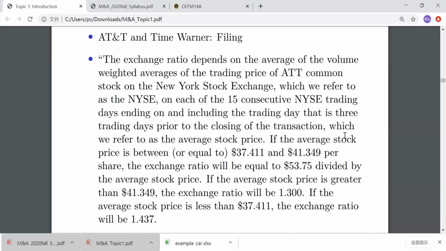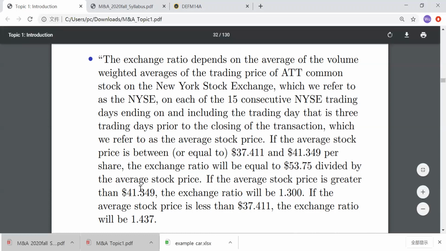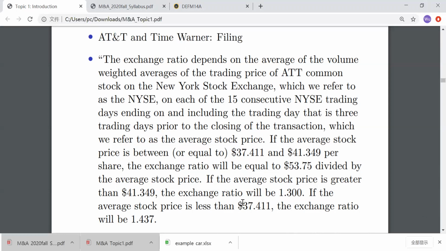So if the average stock price is between this area, the exchange ratio will be this one, right? This is the exchange ratio: 53.75 divided by the average stock price. If the average stock price is greater than this number, now the exchange ratio will be 1.3. If the average stock price is less than this lower bound, the exchange ratio will be 1.437. Now you can see if the average stock price is smaller, that means the acquirer is not doing well, the exchange ratio got to be higher, of course. So the acquirer has to issue more shares to buy the target company.